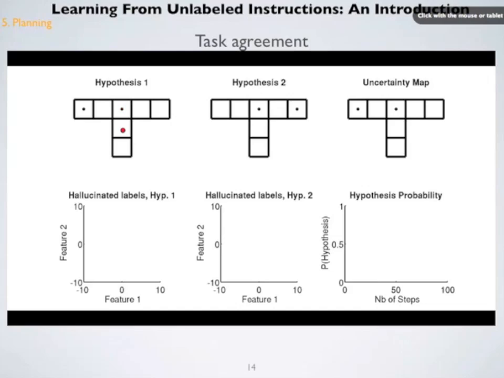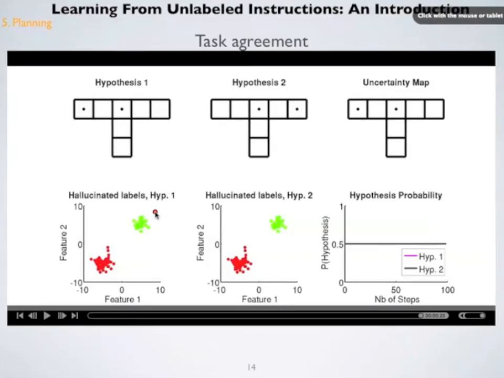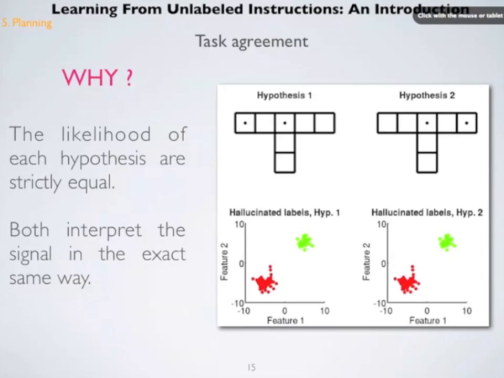When you go south, you expect a no. When you go north, you expect a yes. So let's run this example. And as predicted, both hypotheses agree on the meaning of the instruction signals. But once again, neither of the hypotheses is discriminated from the other. Why? For the same reason as before, it's kind of obvious. Both interpreted the signal exactly the same way, so both are as likely to be the correct one.